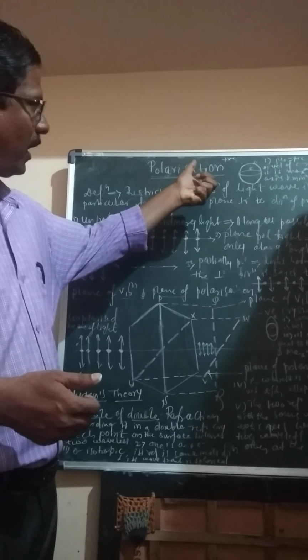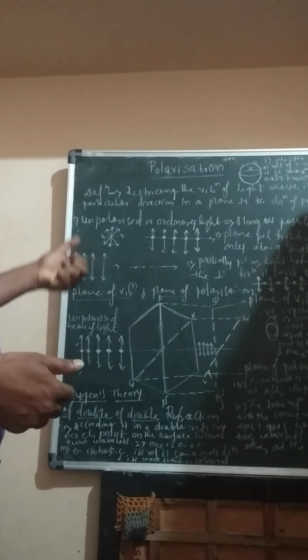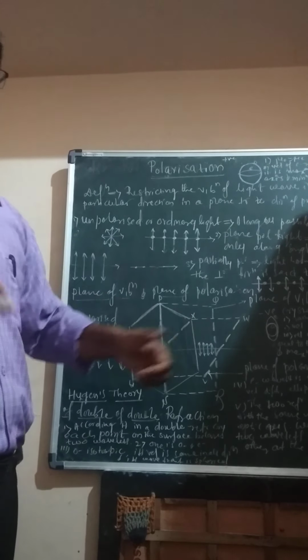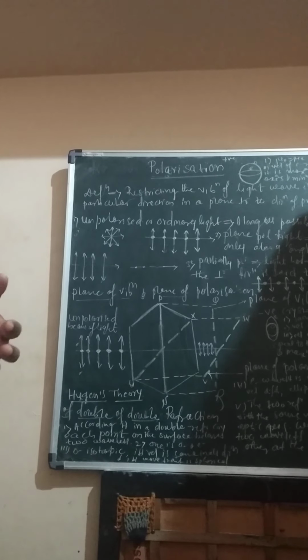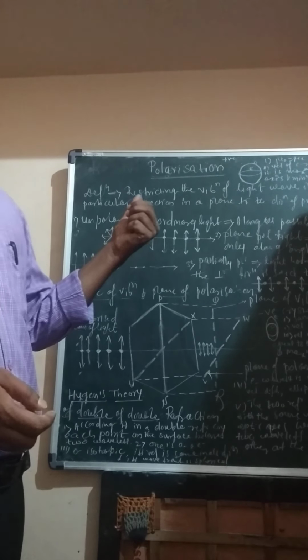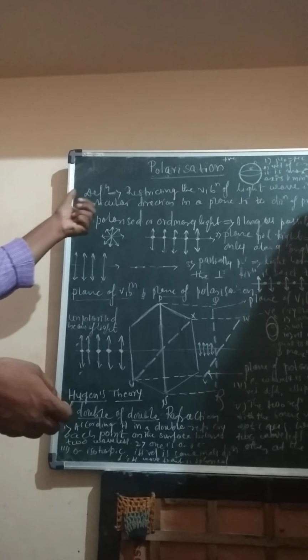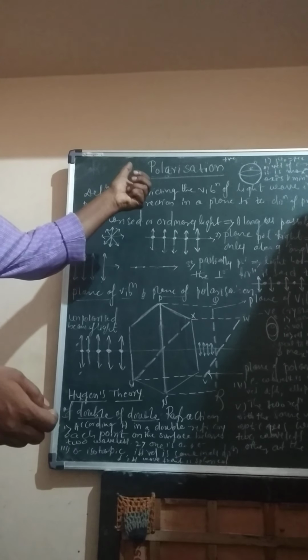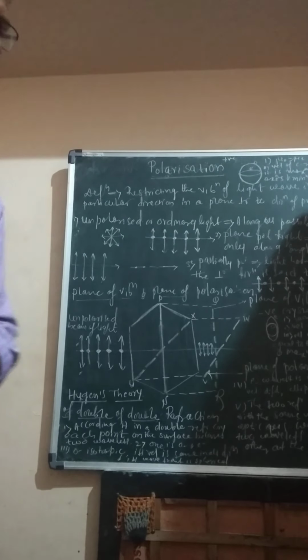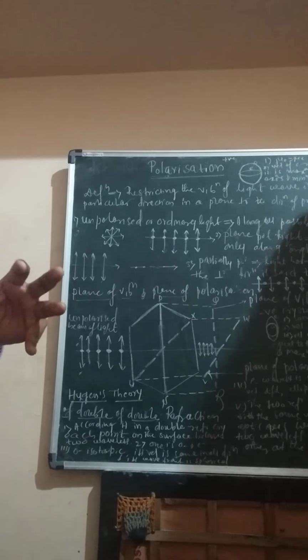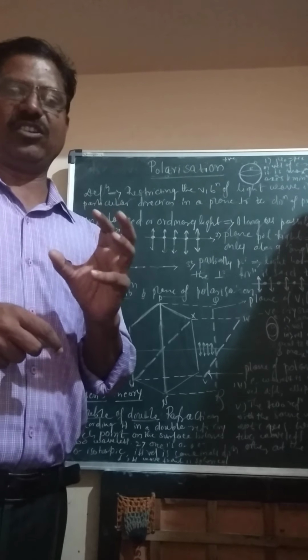It is also defined as the phenomenon of restricting, meaning confining, the vibration of the light waves in a particular direction in a plane perpendicular to the direction of propagation of the light waves. That is called polarization. Here you are restricting the vibration of the light waves in one particular direction in a given plane perpendicular to the direction of the light waves. That phenomenon we call polarization. Okay, so let us define some more terms.